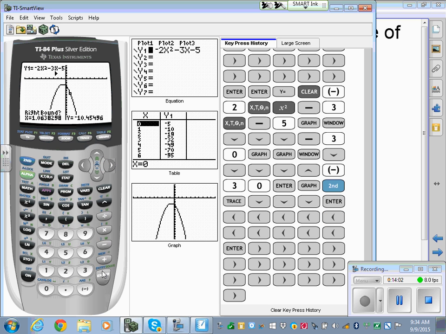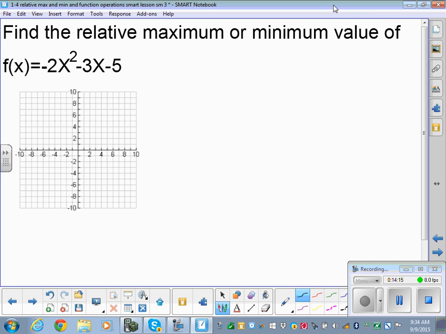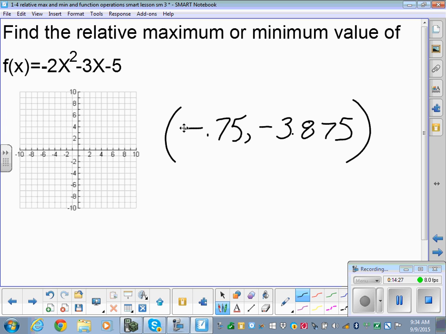Then I hit enter and it says, do you want me to guess? Hit enter again. So our maximum value is at -0.75, comma, -3.875. If they said to write it as a point, you'd write it like that. If they said, what is the maximum value? You would say, well, I'm talking up and down. So that would be -3.875, depending on what they ask.